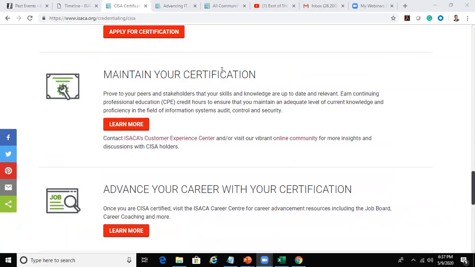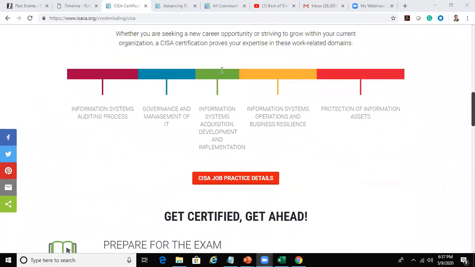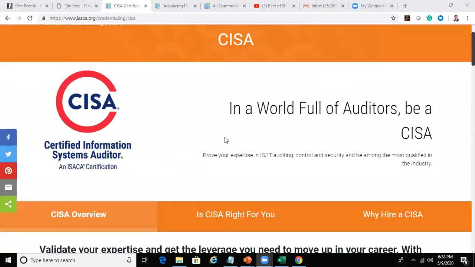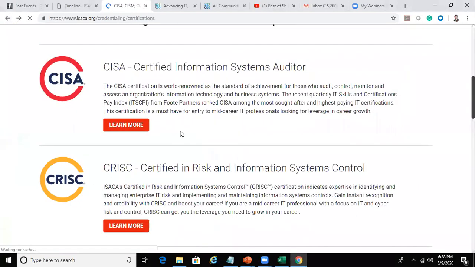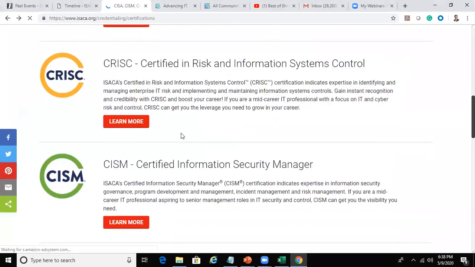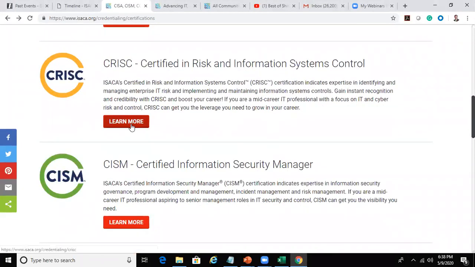So CISA is excellent. I don't want to get into too much detail. Please understand every piece of information. If you press this button, detailed job descriptions are given. I am not going there. CISA is more around assurance. Now let's get back. CISA is great. Now let me go and talk about CRISC, maybe in the same sequence.